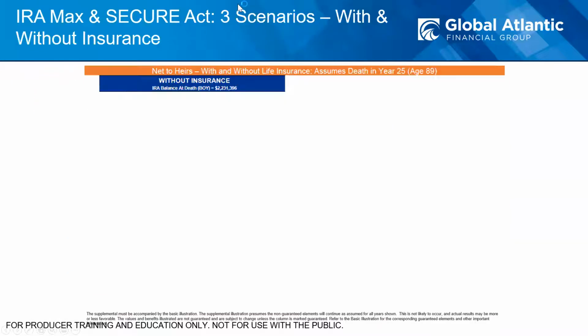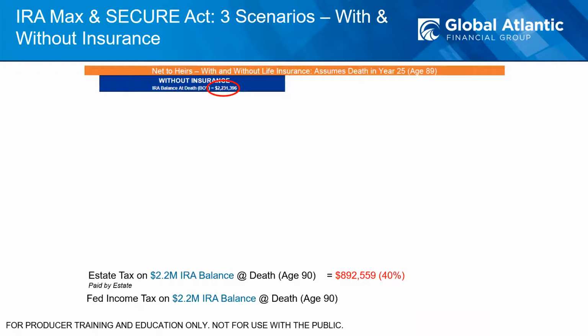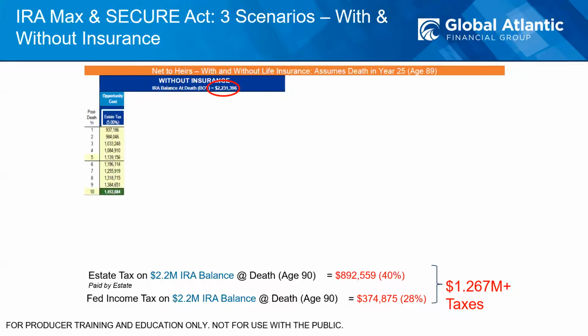Over on this page right here we show 2.2 is remaining. We show that in the Design Hub here. So the estate tax was on 2.2 million at age 89, actually beginning of year 90. That's $892,000 of taxes at 40% to make it really simple. Federal income taxes on 2.2 million is $374,000 in that year to the beneficiary. So now mom or dad dies, the beneficiary receives 2.2 million, has to pay $892,000 in estate taxes, and $374,000 in total income taxes for a total of 1.26 million in taxes paid on that amount.